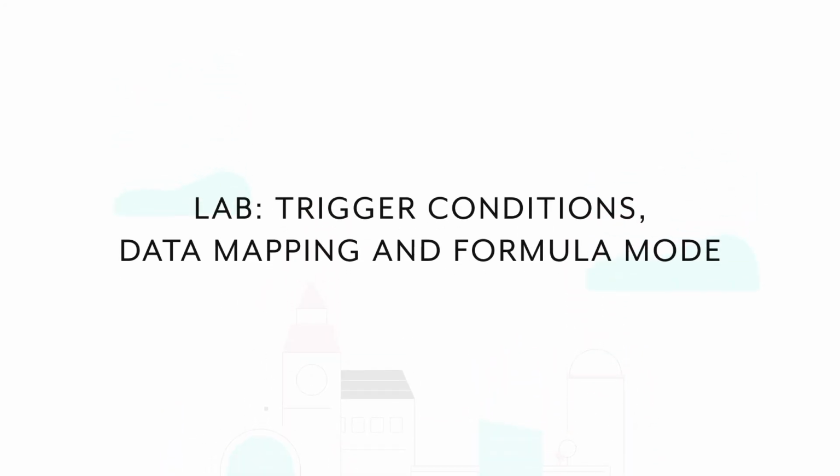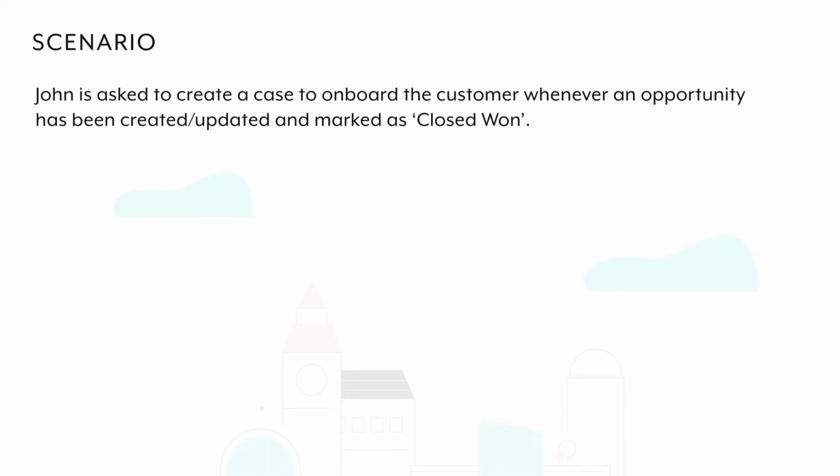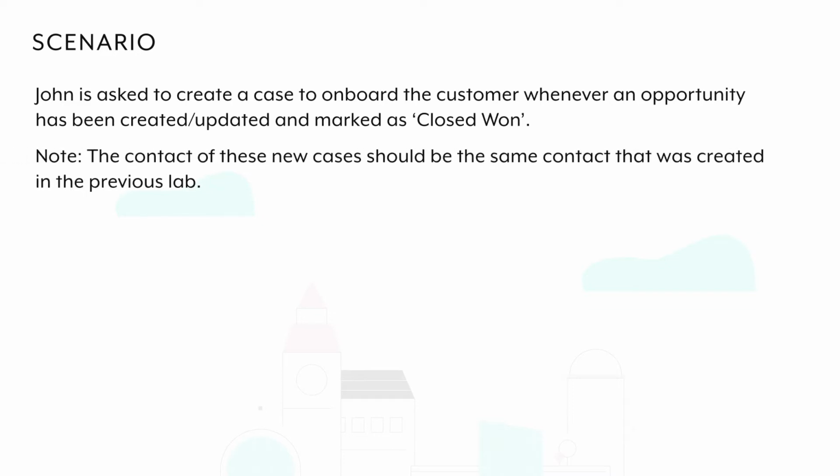In this lab, we will apply what we have learned about trigger conditions, data mapping, and formula mode to a scenario. John is asked to create a case to onboard the customer whenever there's a new or updated sales opportunity that's successfully closed and therefore marked as closed won in the application Salesforce. In addition, the contact of these new cases should be the same contact that was created in the earlier lab. How can he achieve this using Workato?